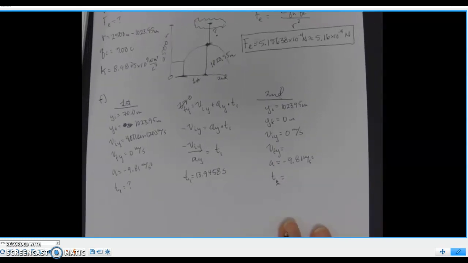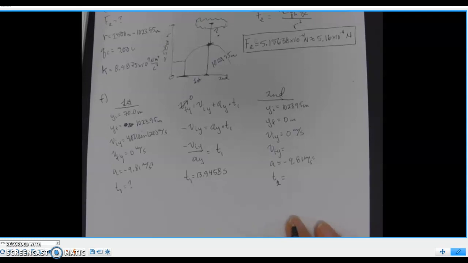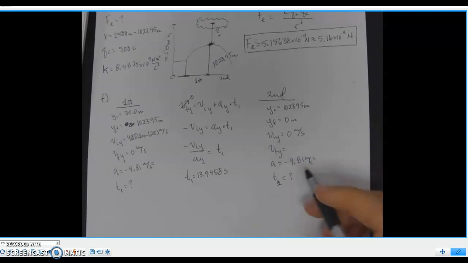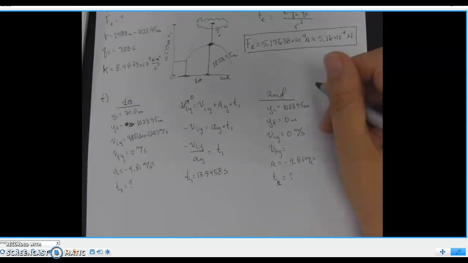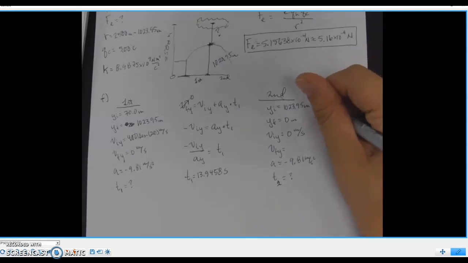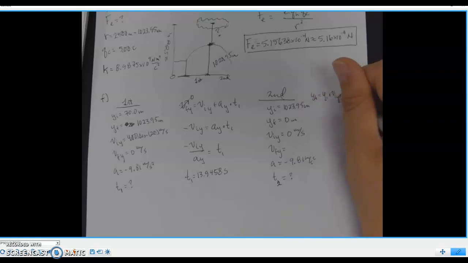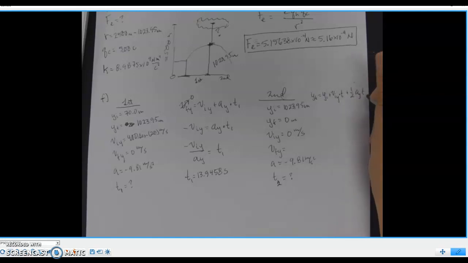Okay? So I need to pick an equation that I know everything except for my unknown, so it cannot contain velocity final because I don't know what that is. So the equation that does not have velocity final is that third one. It's our longer one. It is y final equals y initial plus velocity initial in the y multiplied by time plus 1/2 acceleration in the y time squared, and this is of our second half.